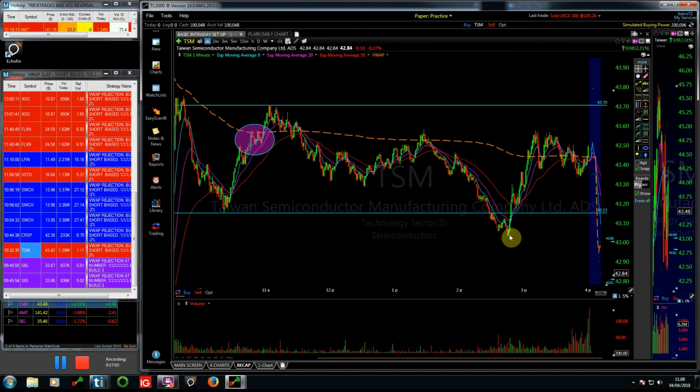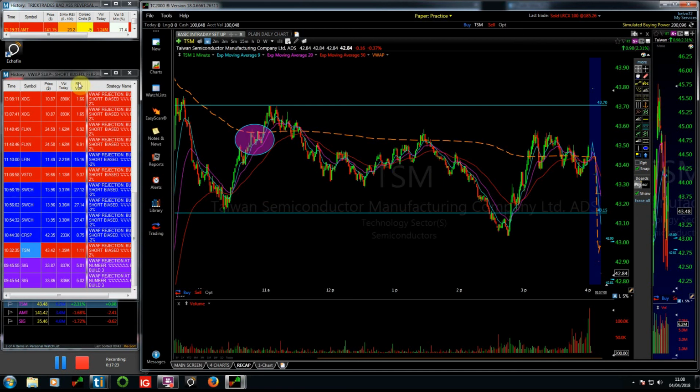What happened here is exactly what I was hoping was going to happen, but it didn't quite work out for me. But nevertheless, again, glad I took the trade. It was a pretty strong looking setup, a nice retrace into the VWAP. It didn't work, so we move on.